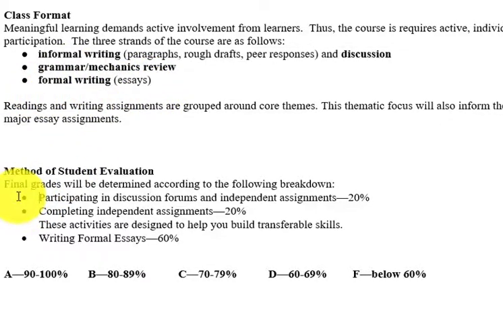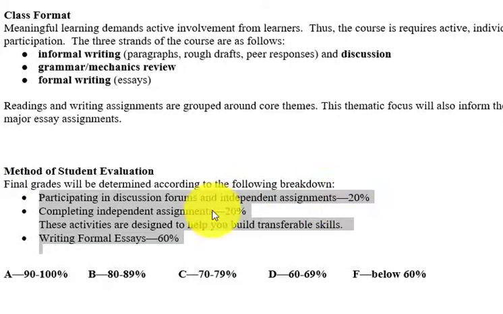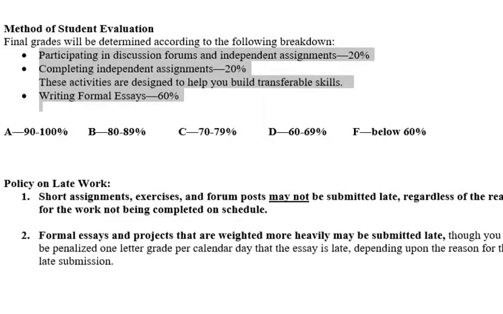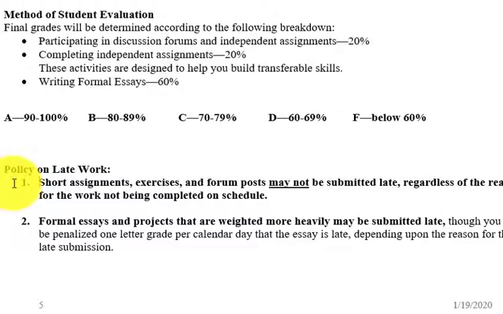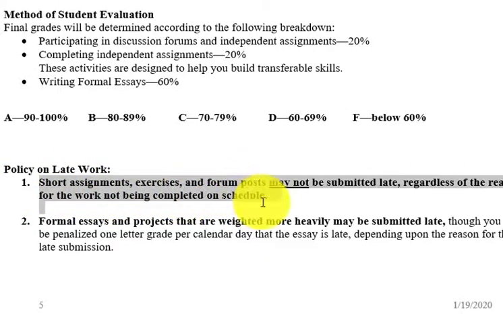The way that breaks down in the grading schema for the semester is the weekly participation in discussion forums, that's 20% of your grade. Completing independent assignments, mostly grammar and mechanics and documentation skills, that's 20%. And then writing your formal essays is the last 60%. And then one last little note, because I know you want to know what my policy on late work is. The short assignments that are set up week by week, exercises, forum posts, I don't really take those late. We have so many of them. Missing 1 or 2 will not hurt you, but missing a lot could take a bite out.